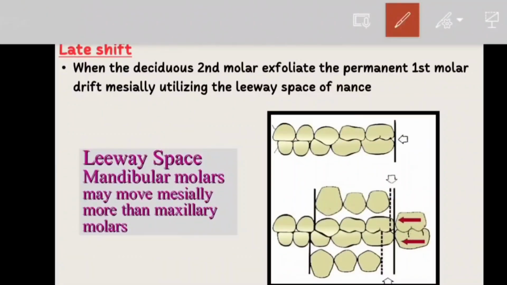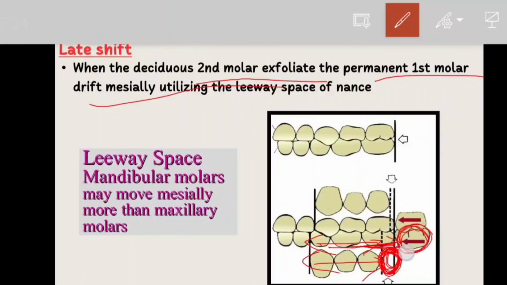Now we see the late shift. When the deciduous second molar exfoliates, the permanent first molar drifts mesially, utilizing the leeway space of Nance. So what does it mean? There is a difference between the primary canine and molars and the permanent canine and premolars, so this space is left. When the permanent molar erupts, it uses this space produced by the leeway space, causing the mesial movement of the permanent molar.